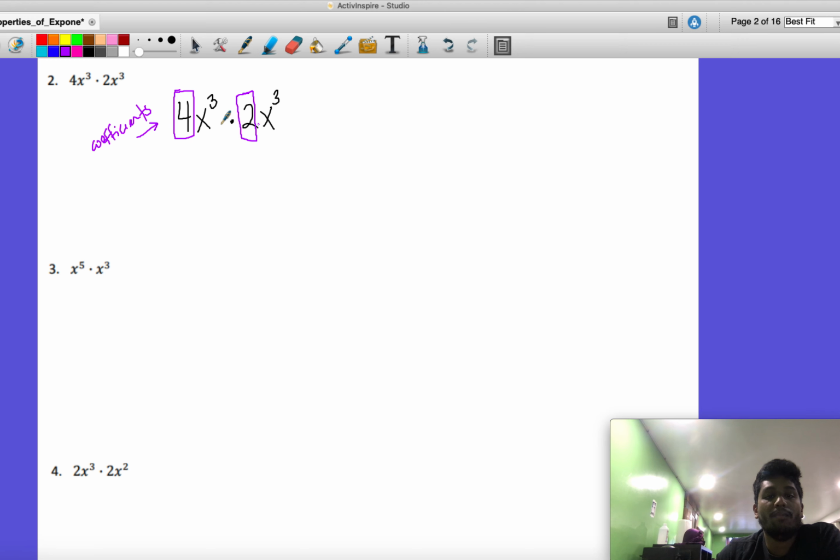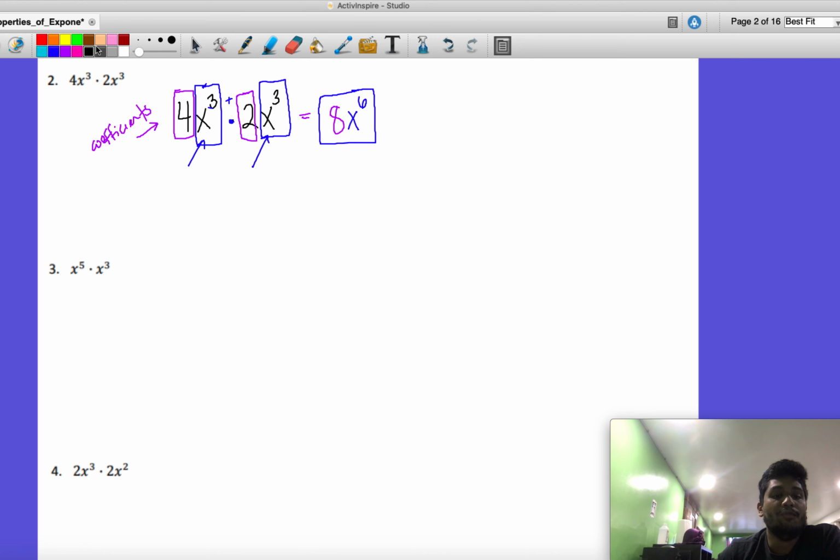These are exponents. These are coefficients. So whenever we're multiplying, you can multiply the coefficients exactly the same way you normally would. Any of the operations. If you're dividing, you divide normally. If you're multiplying, you multiply normally. So 4 times 2 would give us 8. And then when we have exponents, that's when we have to use the properties. So this is really going to be x to the 3rd times x to the 3rd. Notice the same bases. So when you have the same base and you're multiplying, you can simply add the exponents. So this will become 8x to the 6th.